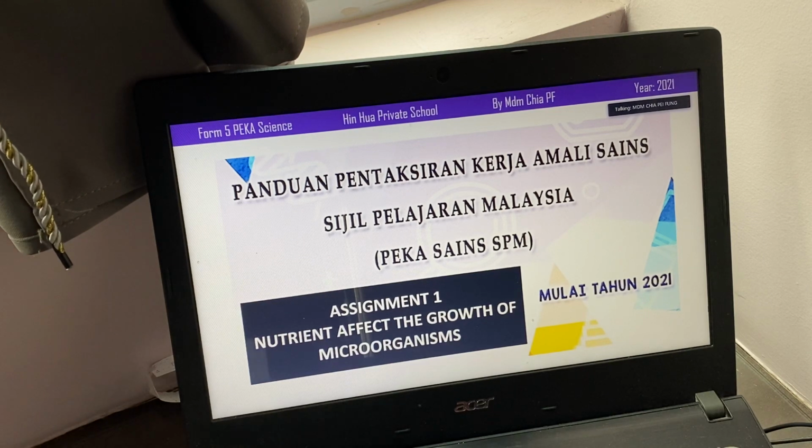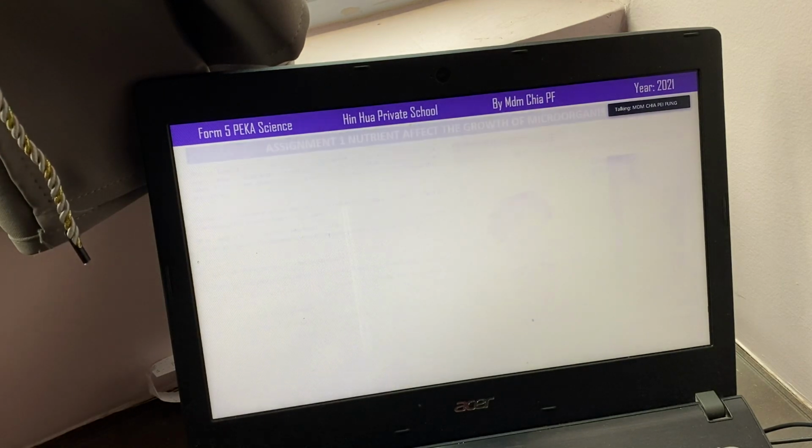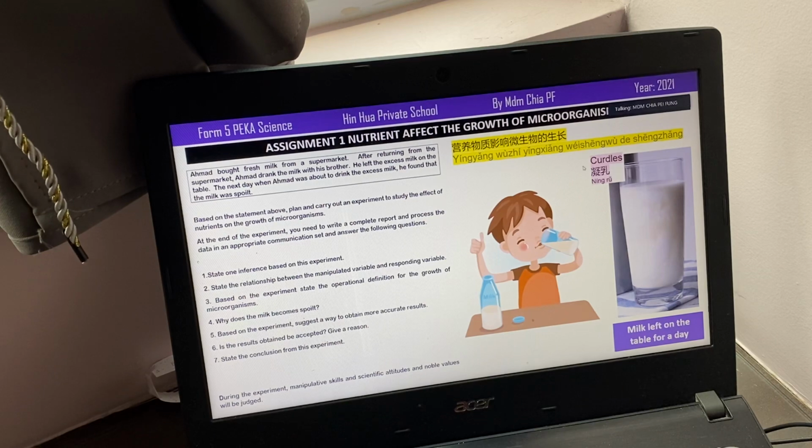Okay, so our first assignment, the title is Nutrient Affect Growth of Microorganisms. I'm going to proceed to the second slide. In all government schools, each school will assign their students 3 assignments. And for each assignment, the student has to finish the report by handwriting, a handwritten report. You cannot use a computer to type and print. It's a requirement.